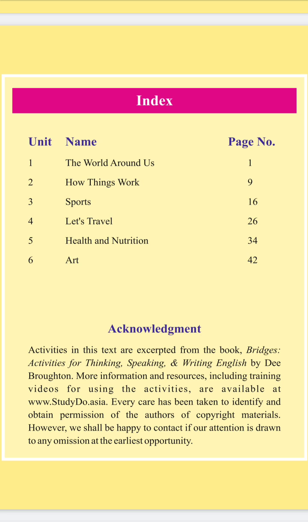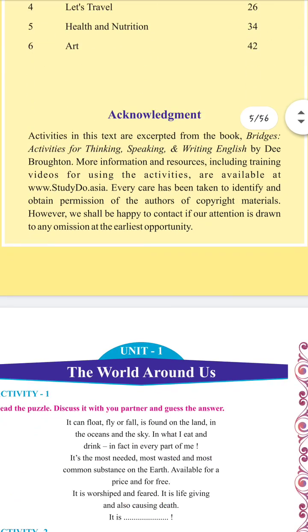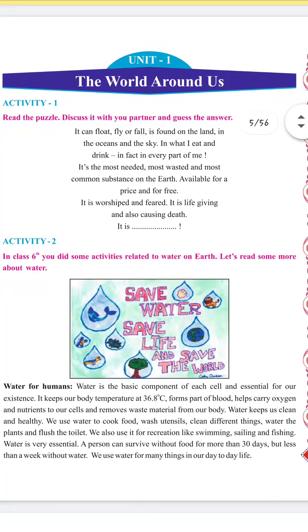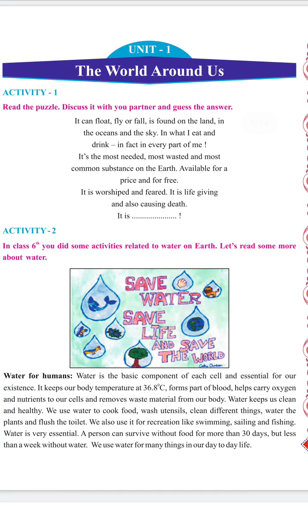One by one, we'll begin with the first unit, in which the title of the lesson is the world around us. Let us see what is there in the unit first. The title of the first unit says the world around us. In this, we have the first activity. In this first activity, a puzzle is given to you. It is said to us that it should be discussed with the partner and we have to guess the answer.